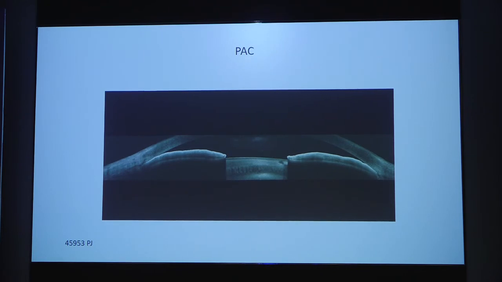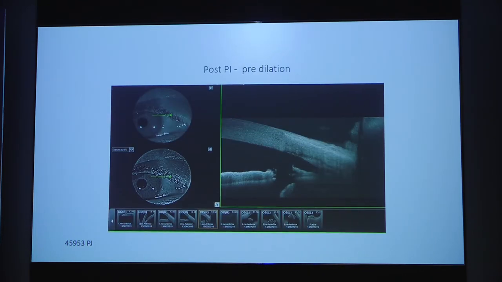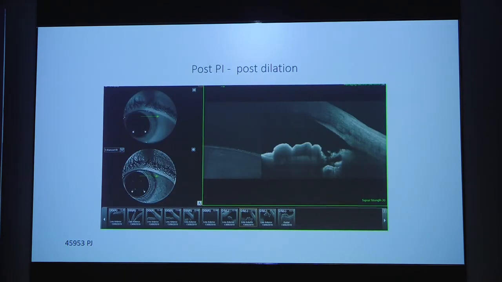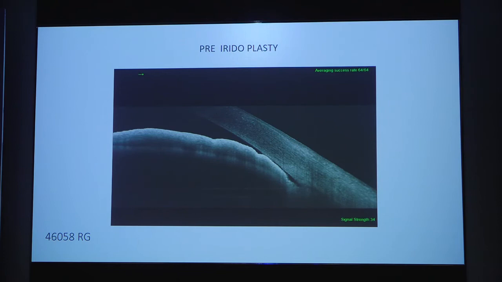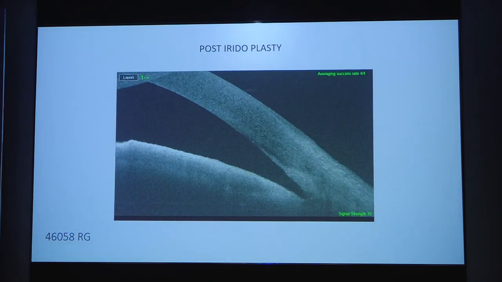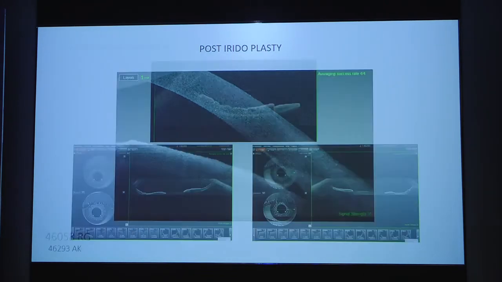Again, this is a peripheral angle which is a narrow oppositional angle, and this is pre-dilatation. We know that the angle is opened and the recess is opened up, and even on post-dilatation you can see that there is less opposition, and you can dilate the patient whenever you want. So this is oppositional angle closure pre-iridoplasty, and this is post-iridoplasty. So immediately you can make out the difference in this.